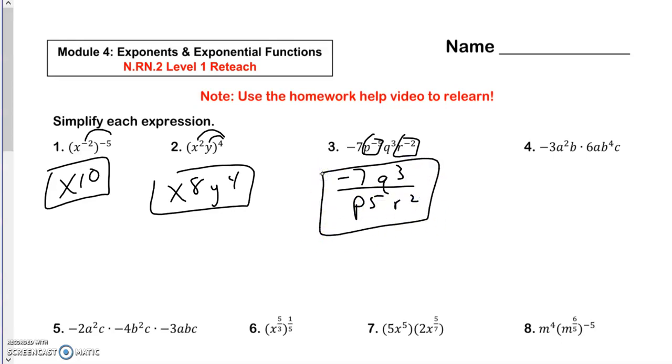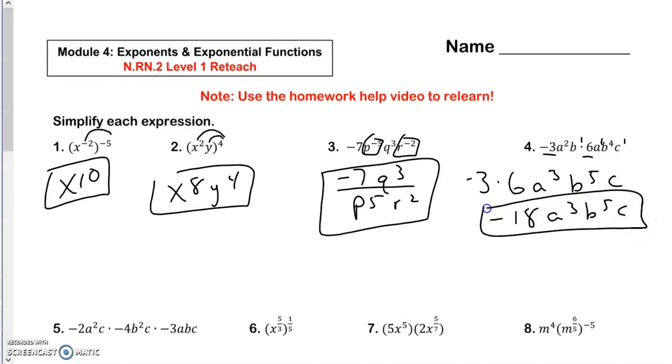Taking a look at the next one, what I usually do is I take those whole numbers and pull them out as negative 3 times 6. I add my exponents, and don't forget Mr. Wonderful. So I have a to the 3rd, 1 plus 4 is b to the 5th, and c. And then I just multiply and I get negative 18, a to the 3rd, b to the 5th, c.